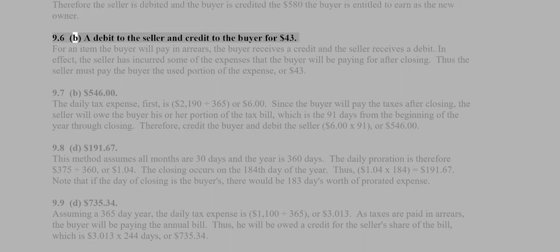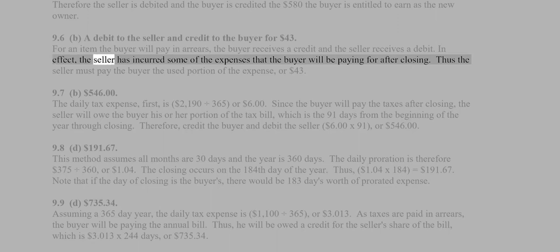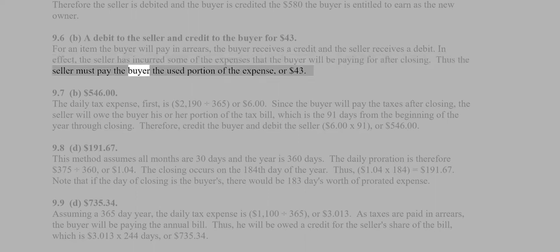9.6. B. A debit to the seller and credit to the buyer for $43. For an item the buyer will pay in arrears, the buyer receives a credit and the seller receives a debit. In effect, the seller has incurred some of the expenses that the buyer will be paying for after closing. Thus the seller must pay the buyer the used portion of the expense, or $43.